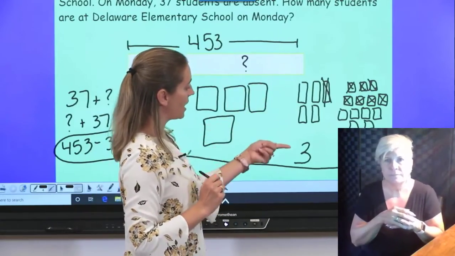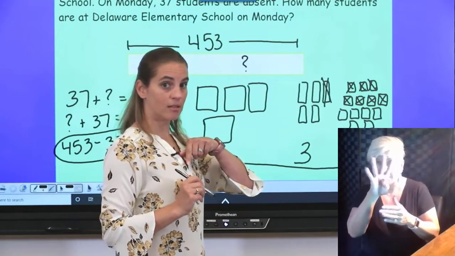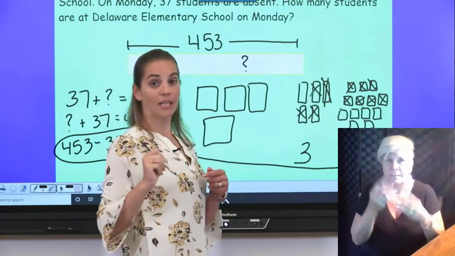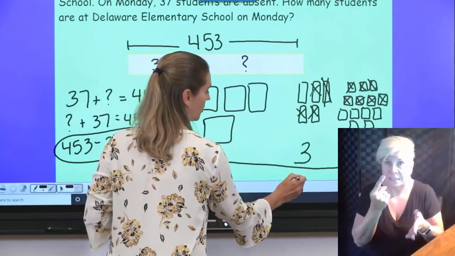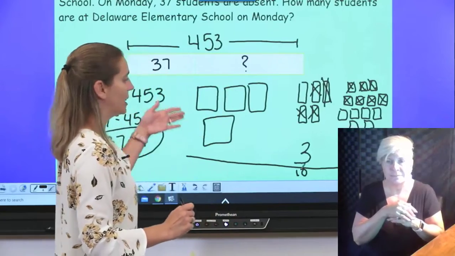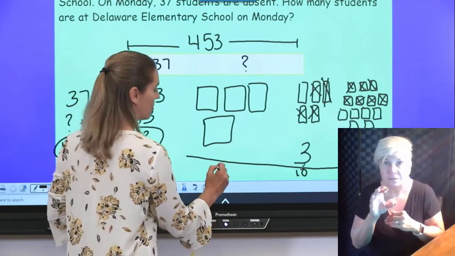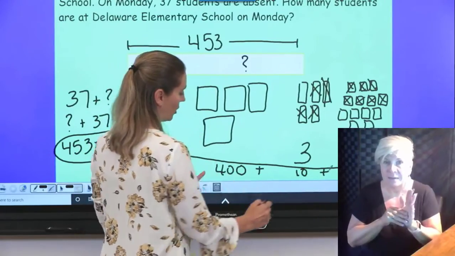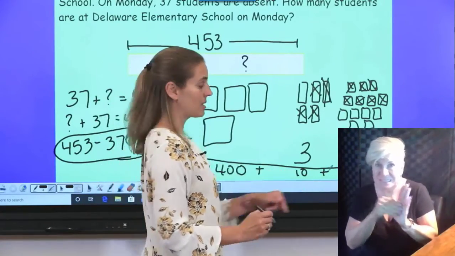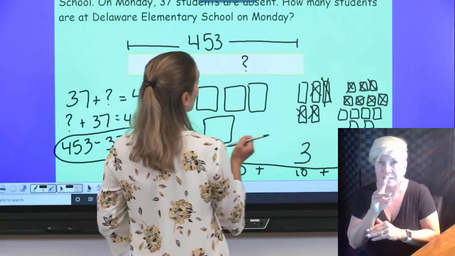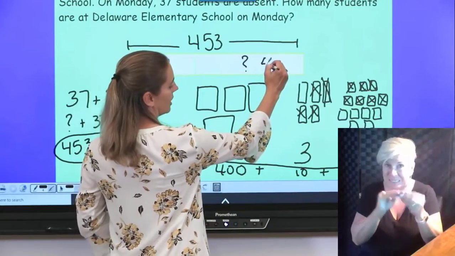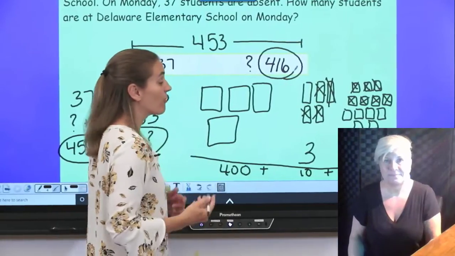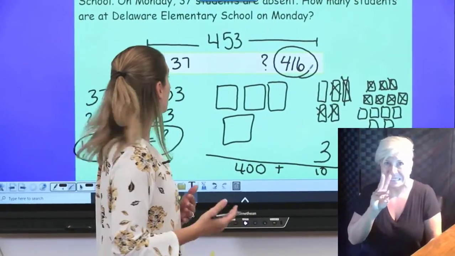Okay, can I take 3 10s away from 4 10s? I sure can. Let's do it. 1, 2, 3. What does that leave me? 1 10, which we know is the same as 10. And how many hundreds? Yep, 400, because I'm not taking any away. Let's add those together. 400 plus 10 plus 6, put them all together, and our missing number here is 416. There were 416 students.